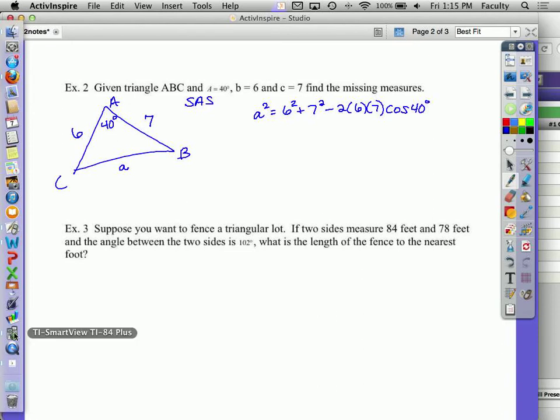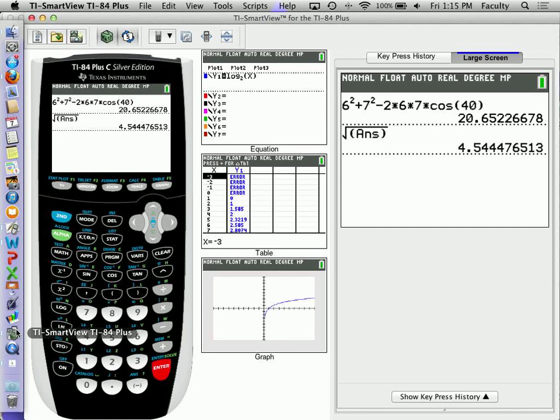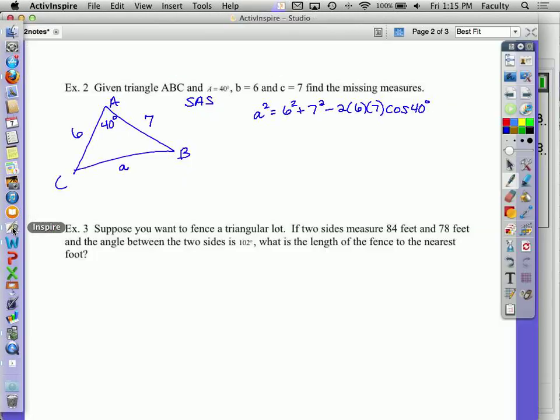Now this one's really easy when you have side, angle, side with law of cosines. Let me show you on the calculator how you can do that. You can enter it straight across and press enter, and then you guys do second square root, second answer. Leave it up on the screen, and then you're not rounding a rounded answer. So just enter it straight across, and A is 4.54.